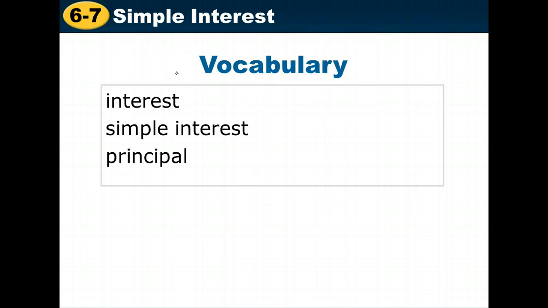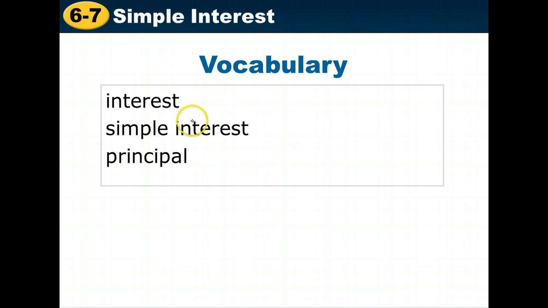Now it is very important to know about simple interest because you will grow up and have to make investments, and you will be taking out a loan, let's say to buy a car, and you need to understand how simple interest works.